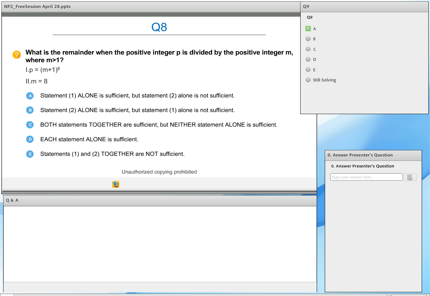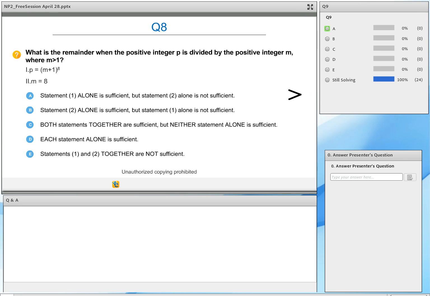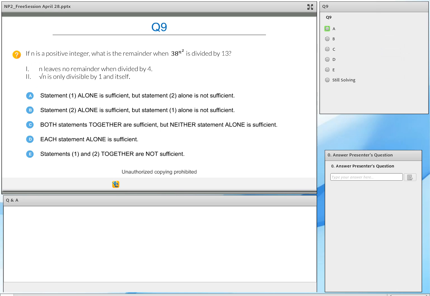Okay, here is your next question. Can you all please click on still solving? All right, very nice. Here you go, question number 9.